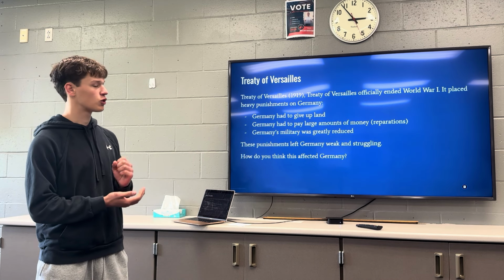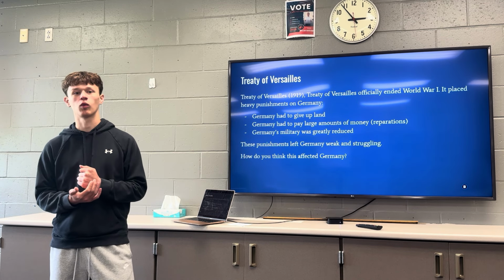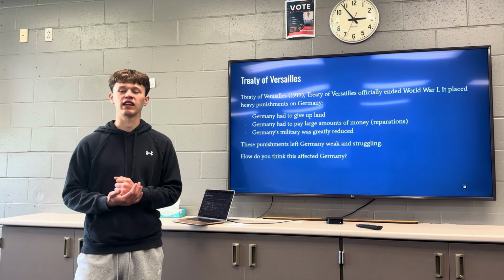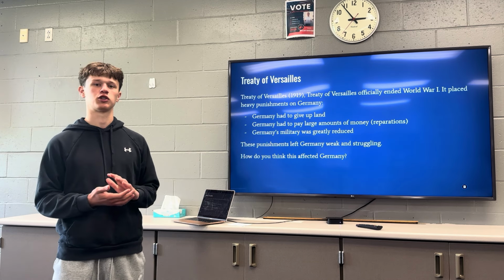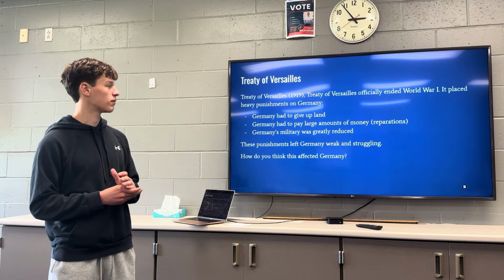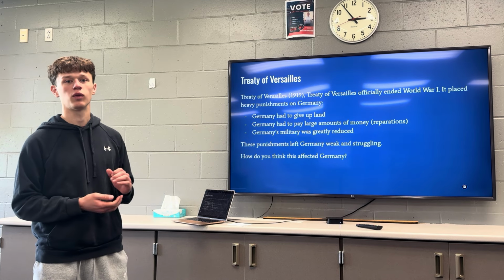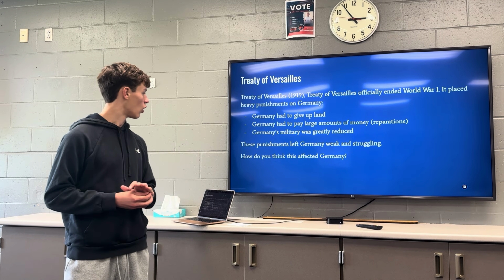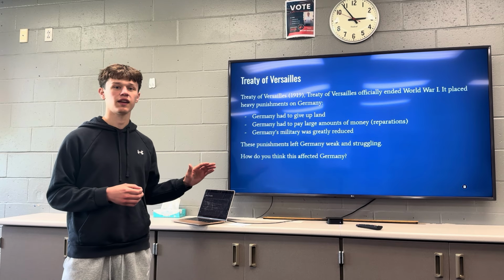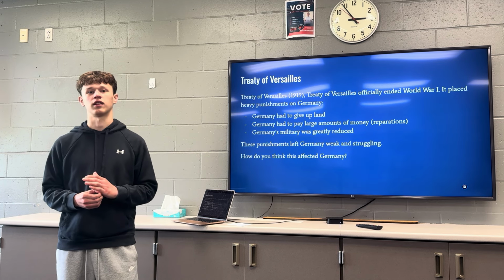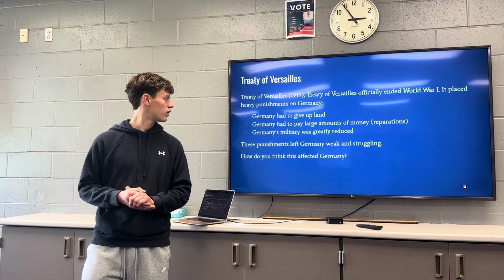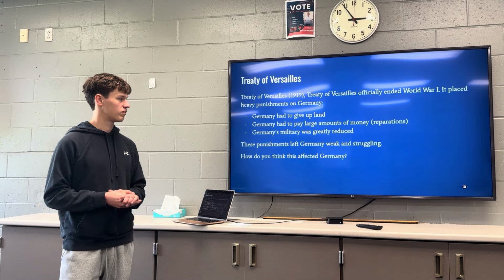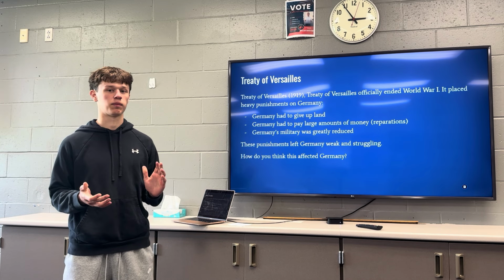Basically, the treaty put all blame of World War I on Germany. So Germany had to give up any land that they had gained, which was roughly 10%. They had to pay large amounts of money, also known as reparations, to other countries for any damages they caused in World War I. This ultimately led to their money inflating to a point where it was almost worth nothing, just worth as much as paper. So this spiraled them into a deep depression where basically everyone turned to poverty.